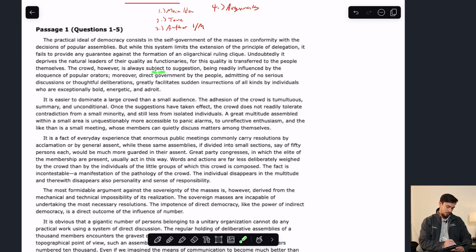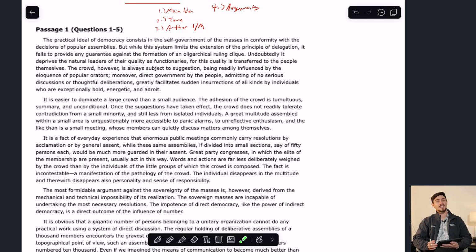The crowd, however, is always subject to suggestion, being readily influenced by the eloquency of popular orators. Moreover, direct government by the people, admitting of no serious discussions or thoughtful deliberations, greatly facilitates sudden insurrections of all kinds by individuals who are exceptionally bold, energetic, adroit. I don't really know what that word means. Adroit? I sound like a redneck. Anyway, what they're trying to say here is that a really outgoing individual can essentially influence the whole crowd. Even though we're ruled by the crowd, technically, really you're just kind of ruled by the loud individual that's riling everybody up, because we're all looking for someone to follow.